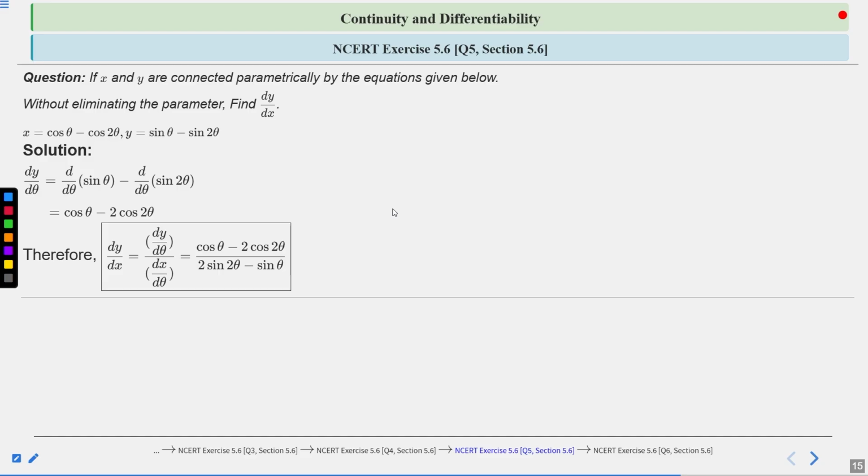So dy by dx will be equal to dy by d theta upon dx by d theta, which is equal to cos theta minus 2 cos 2 theta upon 2 sin 2 theta minus sin theta. This is the correct answer, right? Hope it's clear to all. Let us move to the next question.